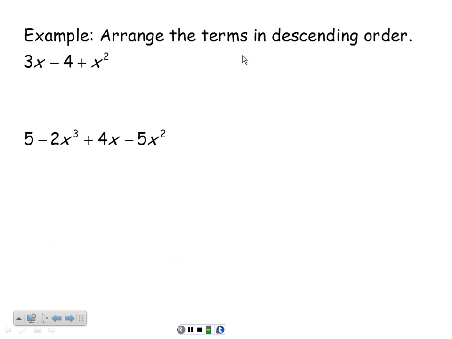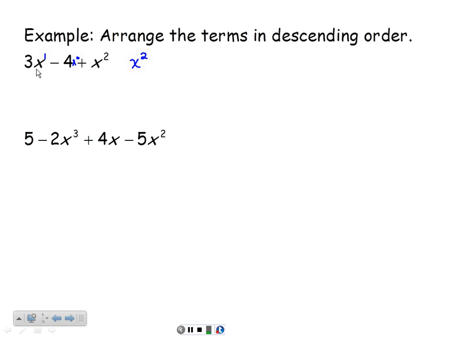Okay, arrange the terms in descending order. Descending means going from highest to lowest. And remember, when we're arranging these terms for descending order, we're looking at the exponents of the variables only. So you're going to start with your highest exponent first and then move down the line. For the first term, the exponent of your variable is 1. For the next one, you don't see an exponent, so it's going to be x to the 0 power. And for your next one, you have x to the second. So you're going to put the highest exponent first, so we have x squared.